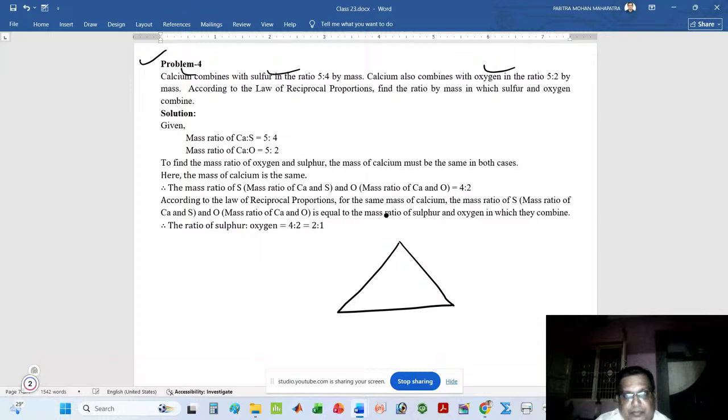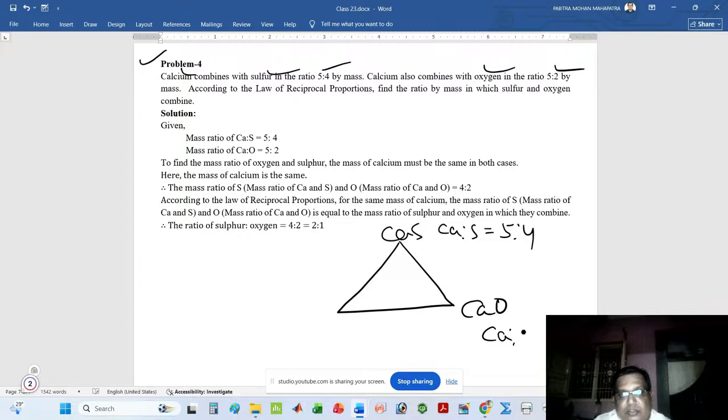Calcium combined with sulfur means calcium sulfide. Calcium combined with sulfur in the ratio 5 is to 4 by mass. Calcium also combined with oxygen in the ratio 5 is to 2. This is calcium oxide. Here the calcium sulfur ratio is 5 is to 4. In calcium oxide, the calcium and oxygen ratio is also 5 is to 2.